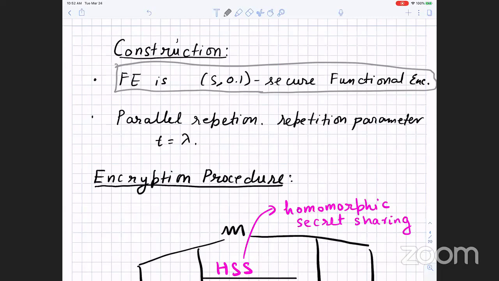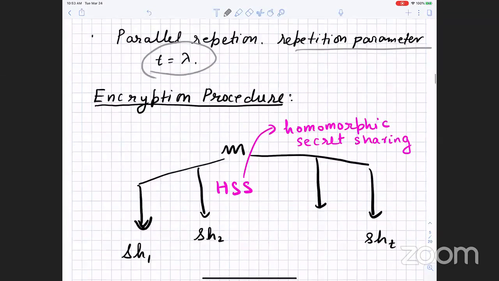encryption from this. So what we are going to do is some kind of parallel repetition. And for those of you who know, parallel repetition has proven useful in various security amplifications. There is a long list of things that you can parallel repeat and amplify security of. And in this particular construction, let's just say that the repetition parameter that we're going to use is the security parameter.